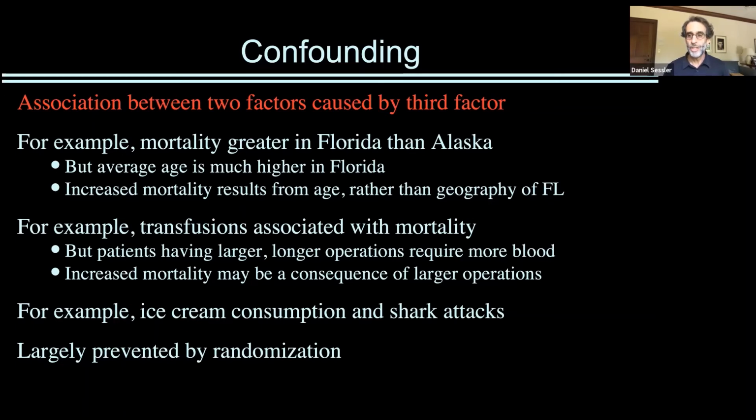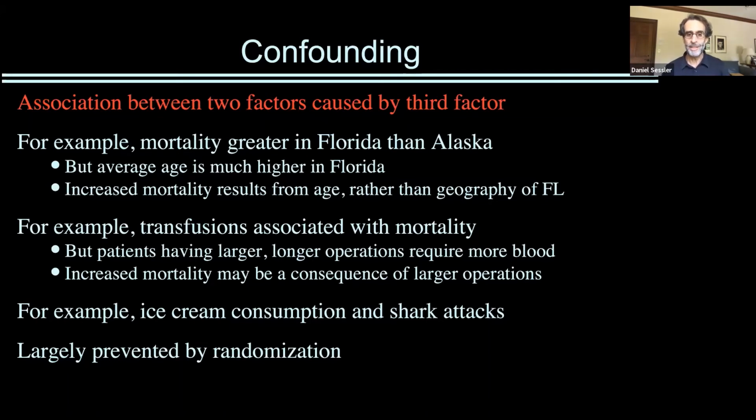And if you adjust for age, then the difference in geography, Florida versus Alaska, goes away. The age-adjusted mortality is actually nearly the same in both places. But if you don't know that age is a confounding factor and you don't adjust for it, you will get completely the wrong answer and conclude that Florida is a more dangerous place to live. To take a more medical example, transfusions are associated with mortality.